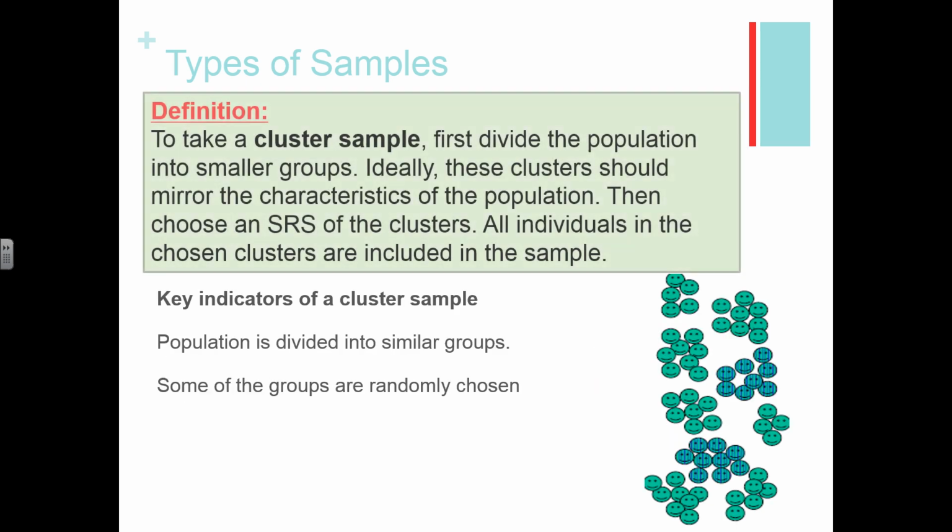Now the next one is a cluster sample, which is very, very similar to a stratified sample because you're breaking it up into groups. So again, in a cluster sample, I'm breaking it up into groups. The difference between the two is that in your cluster sample, the groups look like the population. So this cluster looks like the green population that we started with. This cluster looks like the green population. All these little clusters look like the green population.